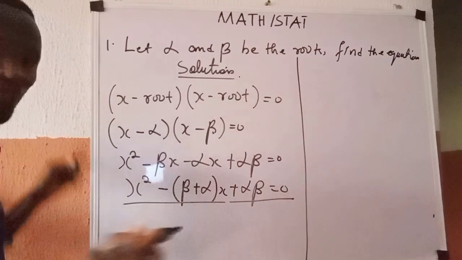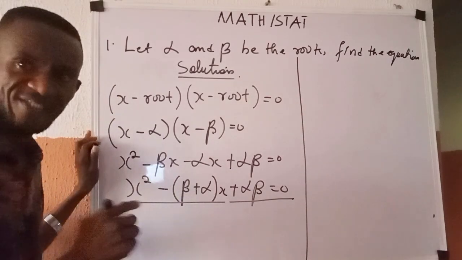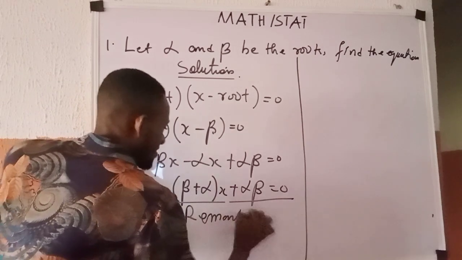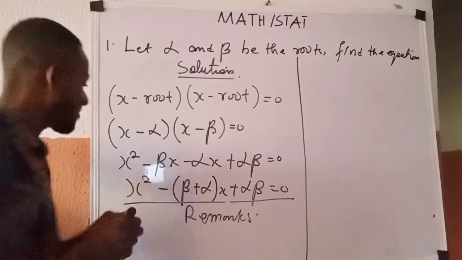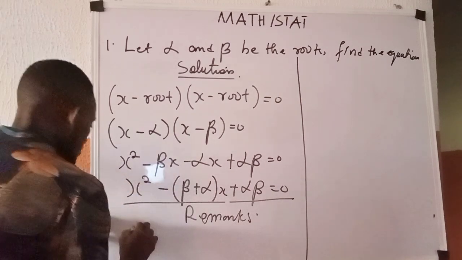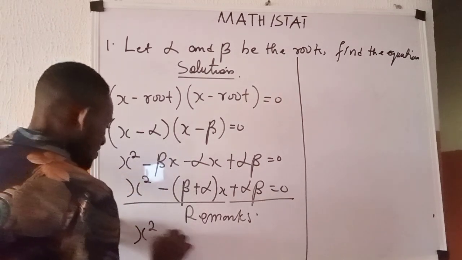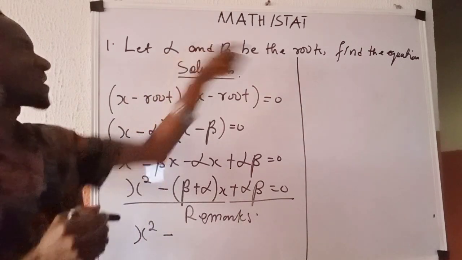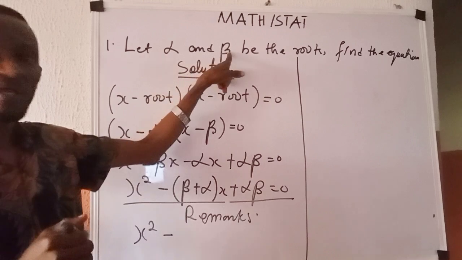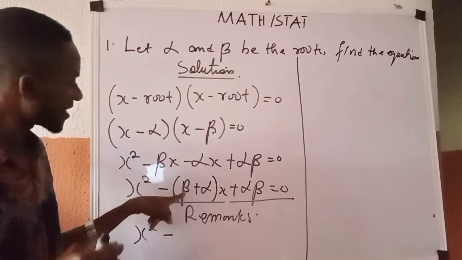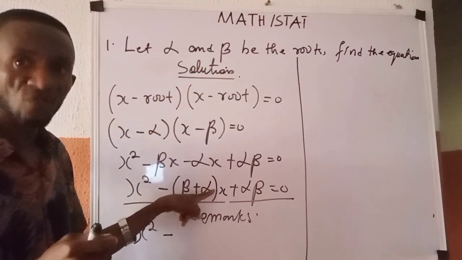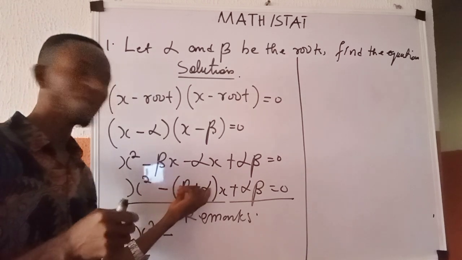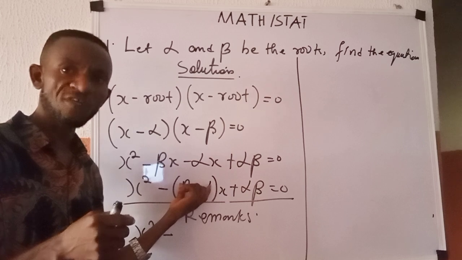If we want to examine this equation we have here, or what we call remarks, I want to make remarks about this. By the remark, I mean what I have here is x raised to power 2. Here is my minus, here is my minus. The two roots of the quadratic equation are alpha and beta. And what I have here inside this bracket is beta plus alpha, which of course is the same thing as alpha plus beta.